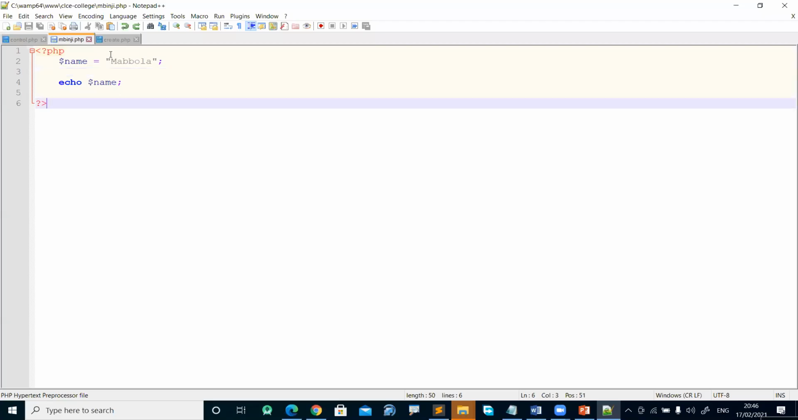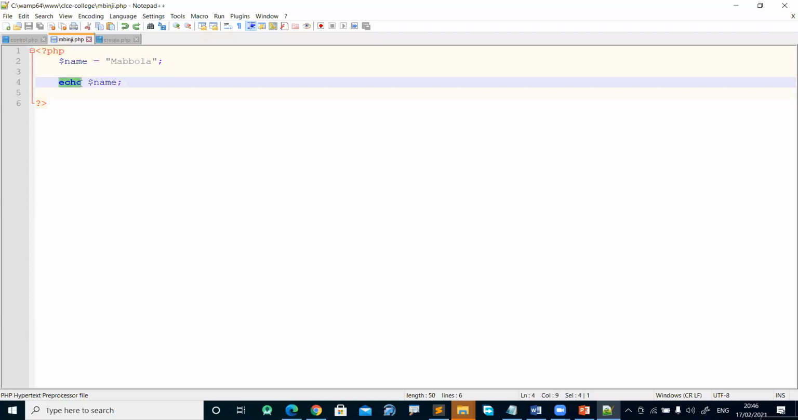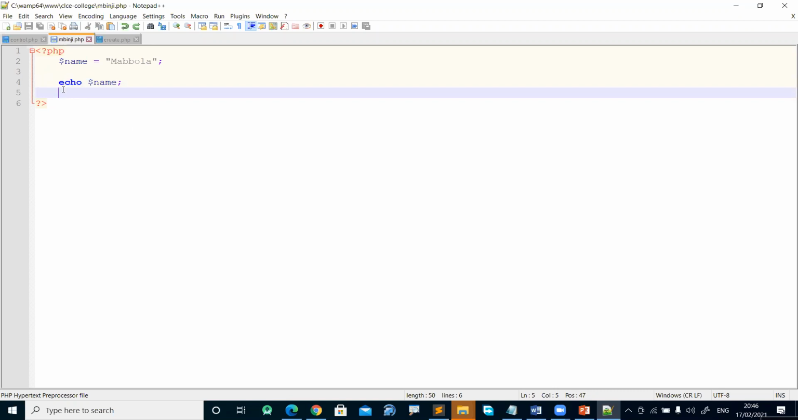Okay, so when I run this code, Mabola, the way it is, it will run, it will echo. Echo is like cout. You remember cout in C++, eh? Yes.